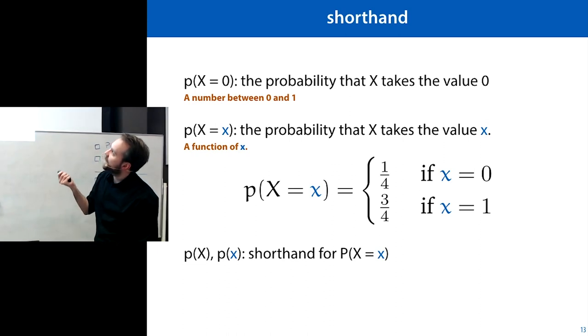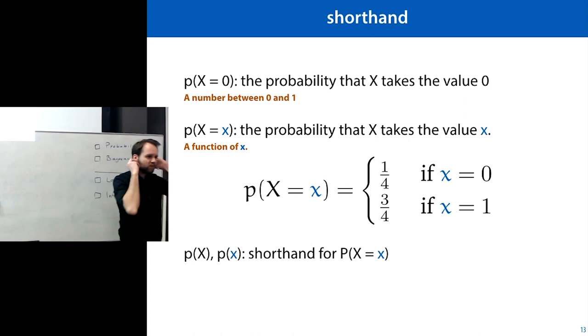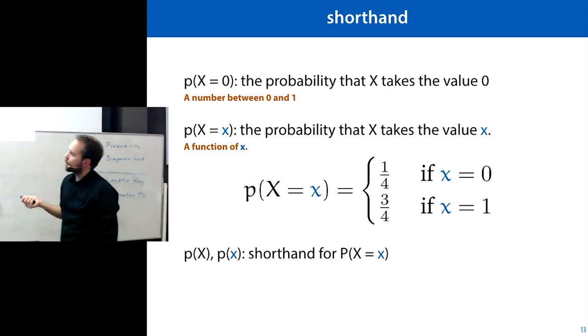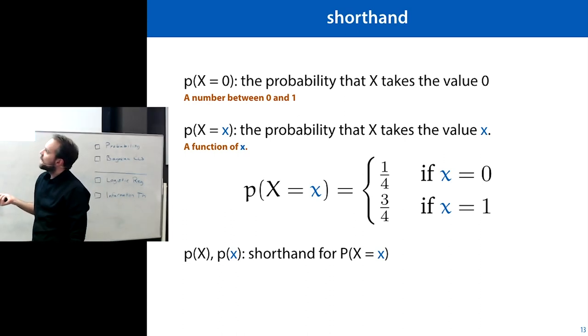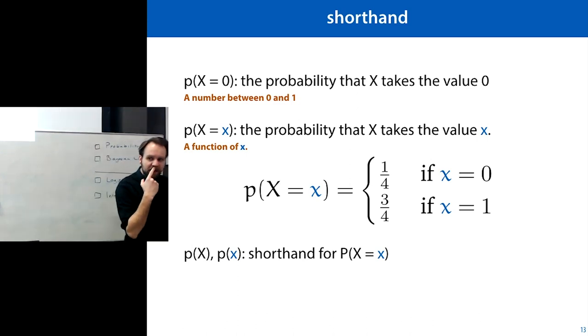Because x can be either 0 or 1, and both have some probability. So I call it a function, but sometimes it can be just very simple like this. And then if we remove this equals sign and we just leave the random variable or we just leave the value, it's a kind of shorthand for this larger version shown up top. And usually the author hopefully has made sure that you can figure out from context exactly what they mean by this, if you're lucky.